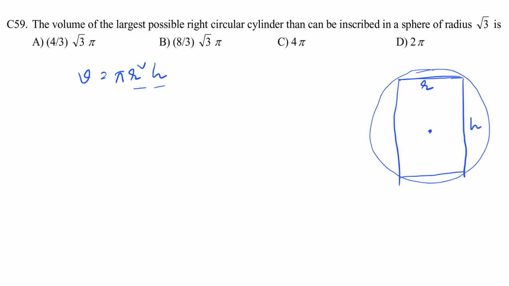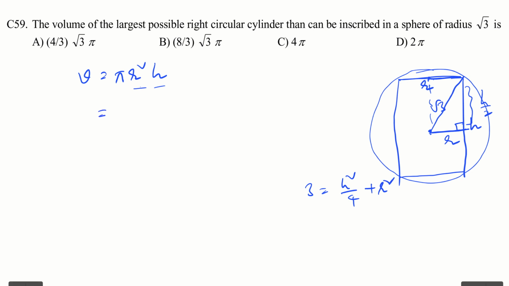So what I do, you see, this is root 3. Now, if I take this one, observe that this is r, this is r. And now by symmetry, this length is h by 2. So using Pythagoras theorem there, I have 3 is equal to h square by 4 plus r square. Using that relation here, I have pi h into r square is nothing but 3 minus h square by 4.